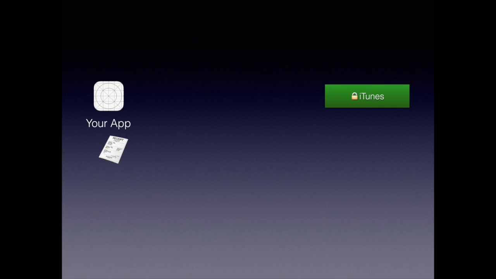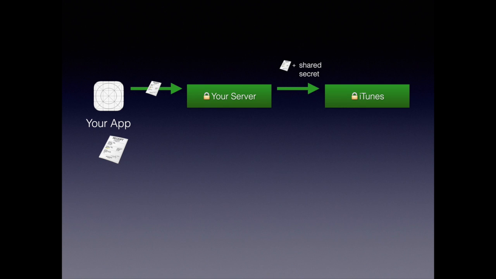so never do that. Rather, you should send the receipt to your own server that you trust, where you can do some certificate pinning and make sure that you are actually talking to your own server. And then you can send the receipt plus a shared secret, which you set up on iTunes, to iTunes. And you get back a JSON response, which is essentially the JSON representation of the contents of the receipt. So you see all the fields that are in there, and you also get a status, receipt is valid or not.